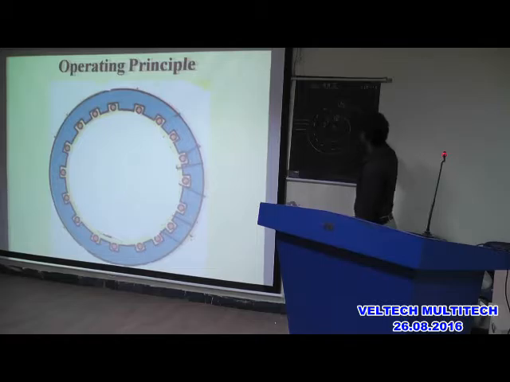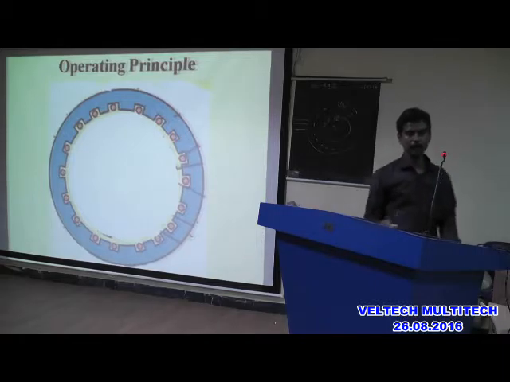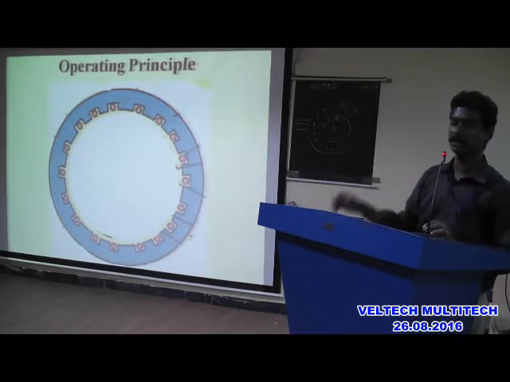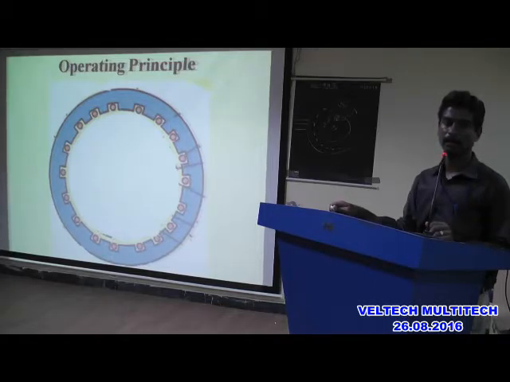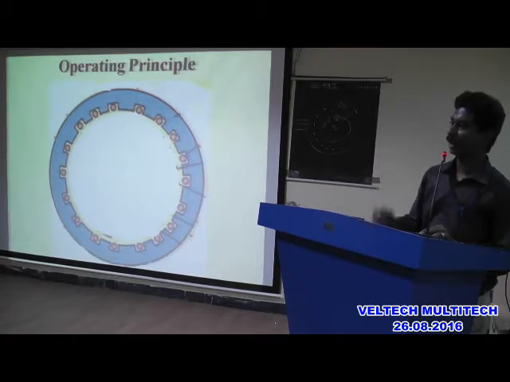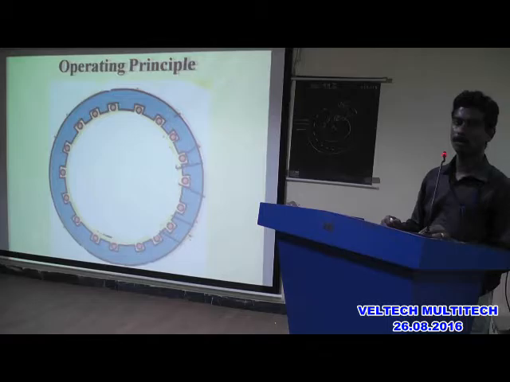This magnetic field is not stationary, it is rotating. So the rotor's opposite pole, this S pole, tries to catch the opposite pole of the rotating magnetic field. That means the rotor also starts rotating in the same direction as the rotating magnetic field. So whether the rotor catches the rotating magnetic field, can NS equal NR?